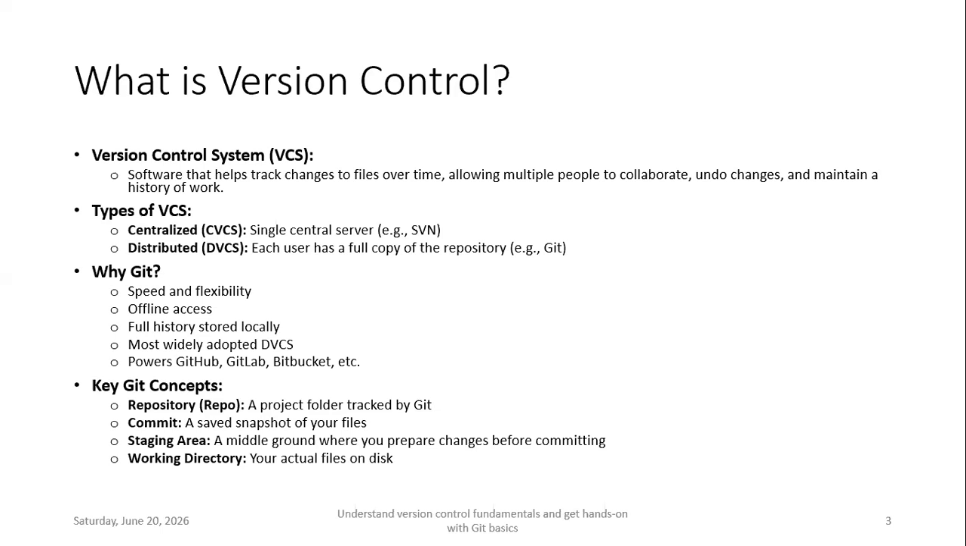We have something called a staging area, which is a middle ground where, when you modify a file, for example, then before you commit, that file will be added to a virtual place called a staging area. And then you have a working directory, which is the directory that keeps your files on your disk.